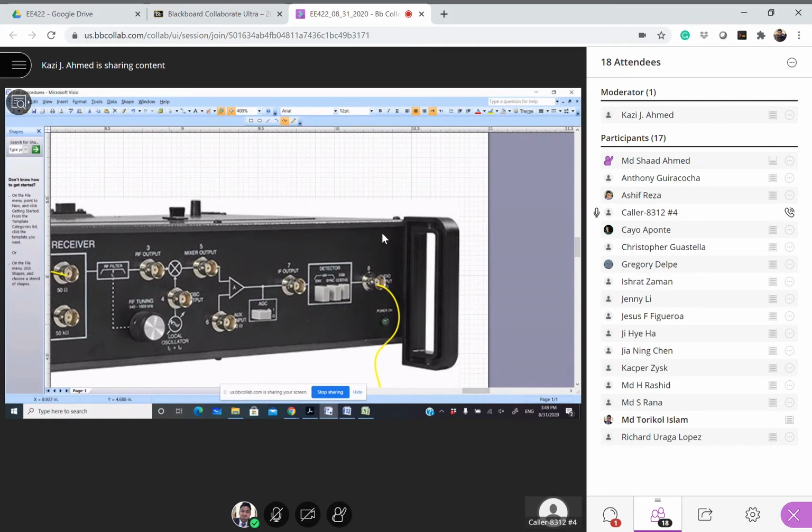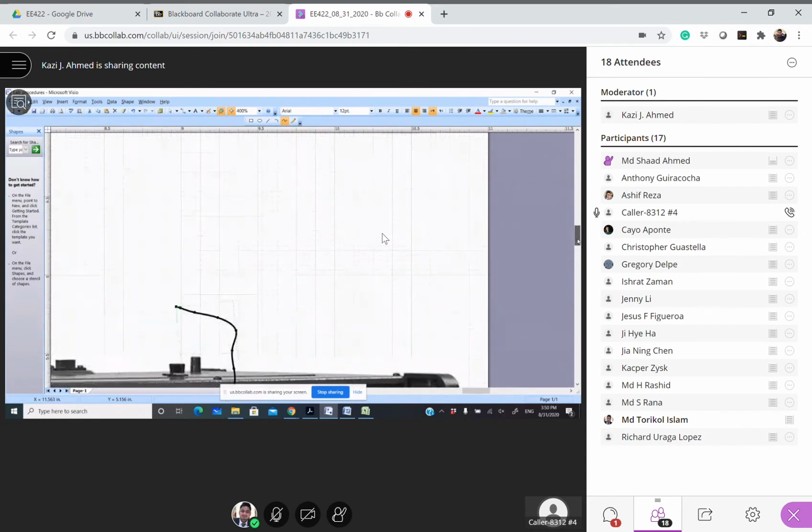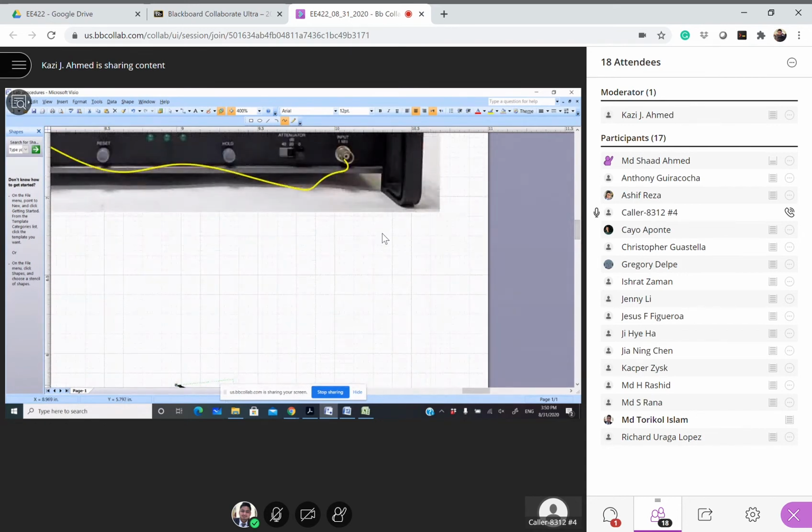Mixture. This, as you see here, is called the local oscillator. Now we're going to connect the local oscillator to the frequency counter. Where is the frequency counter here? Yeah, there you go. Now we have already disconnected the other one, right?